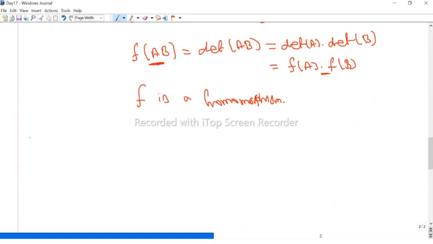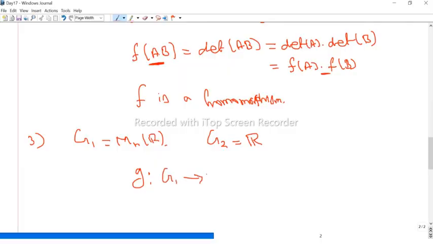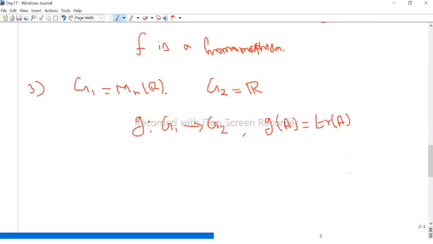For example, if we take one more example, suppose I am taking G1 as the set of all n by n matrices, and this is a group with respect to matrix addition. If we take another group G2, I am taking the set of all real numbers. This is a group with respect to addition. Now define a function g from G1 to G2 by g of A, for any matrix A, as the trace of the matrix A, because the trace of a matrix is also a real number.